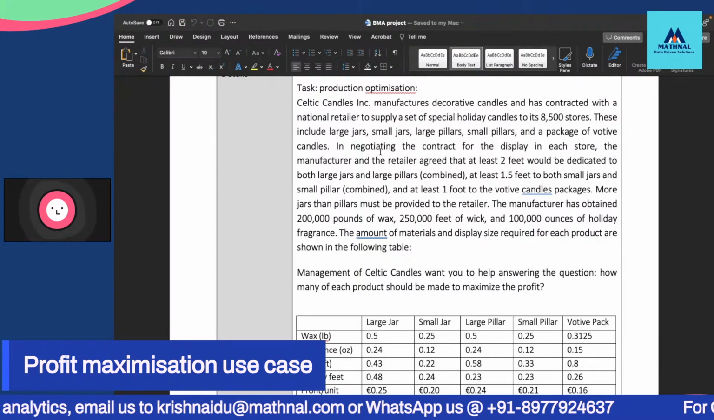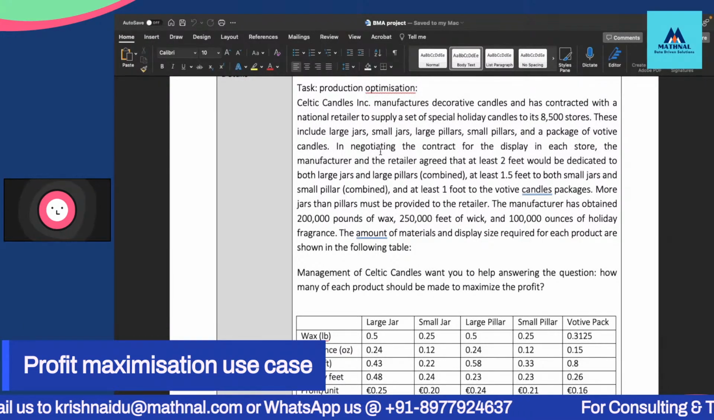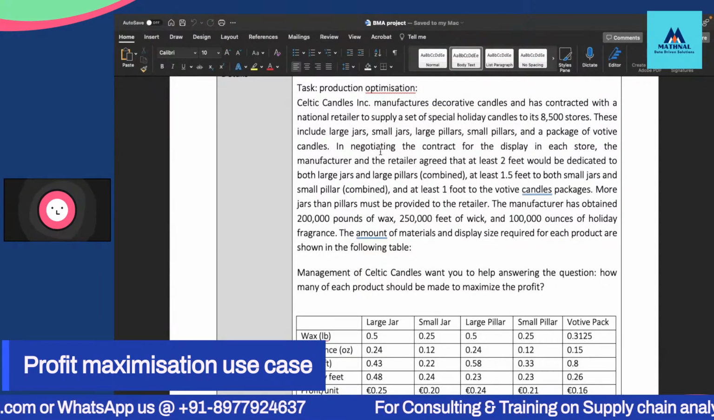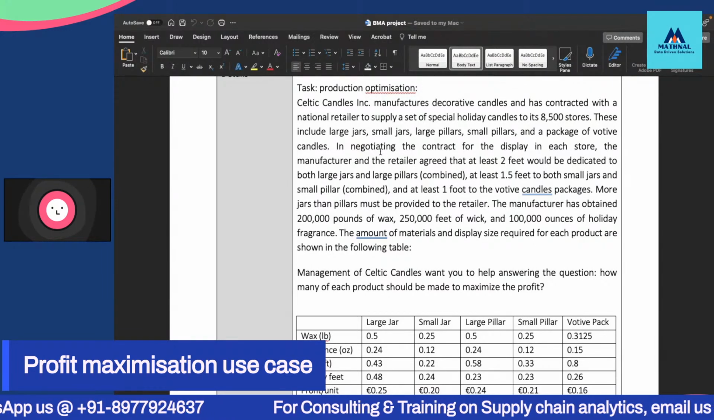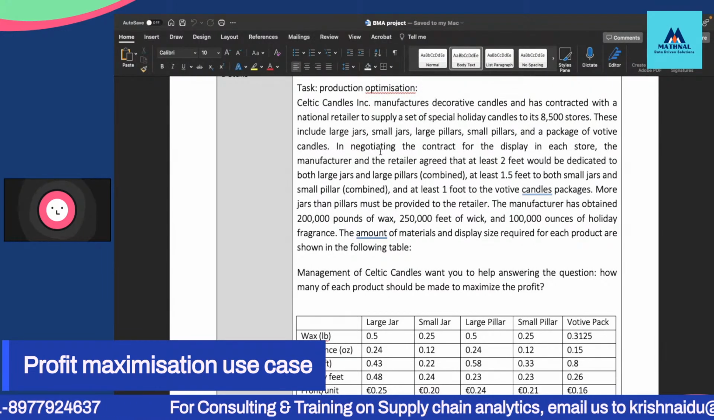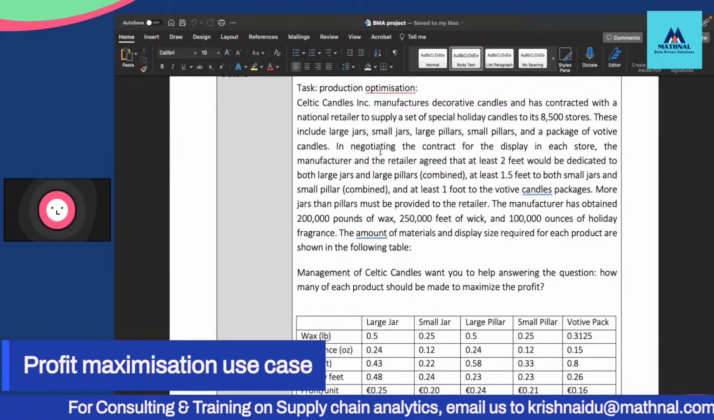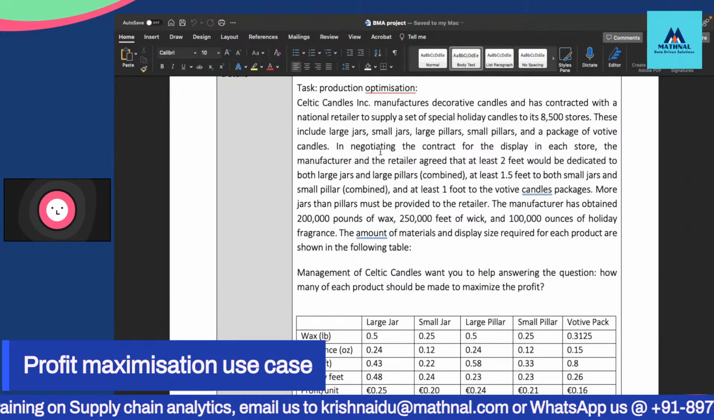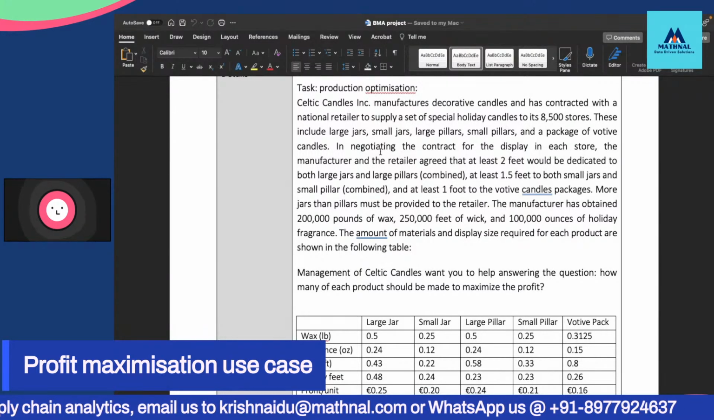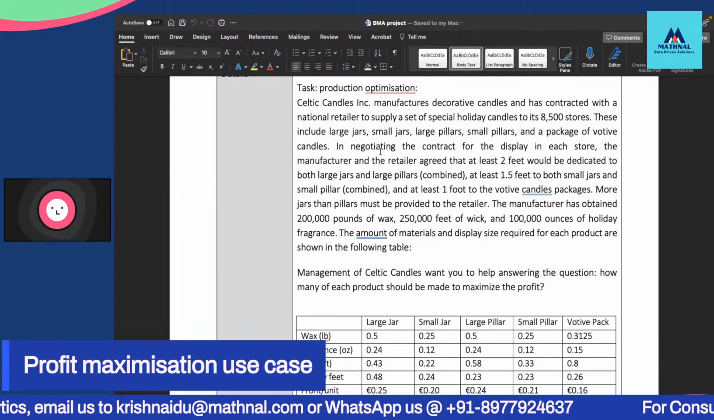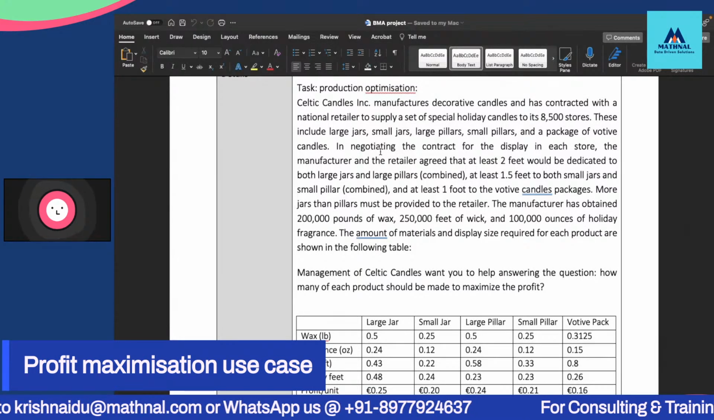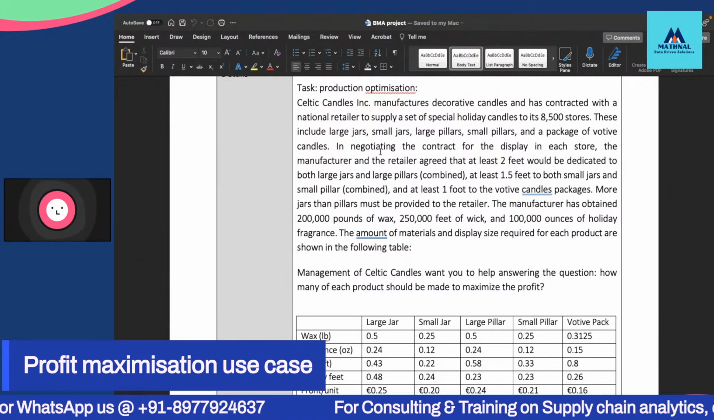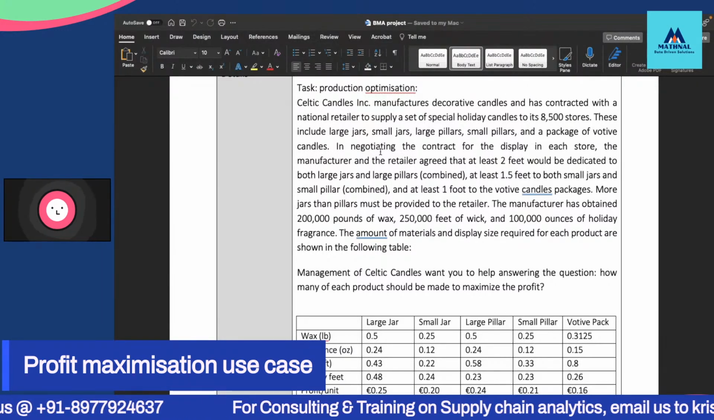More jars than pillars must be provided to the retailer. So it's very clear that the retailer wants more jars than pillars. And the manufacturer obtained 200,000 pounds of wax, 50,000 feet of wick, and 100,000 ounces of holiday fragrance. This is the sourcing which the manufacturer has done. It has nothing to do with the retailer. So the manufacturer has done the sourcing of 200,000 pounds of wax, 250,000 feet of wick, and 100,000 ounces of the fragrance.